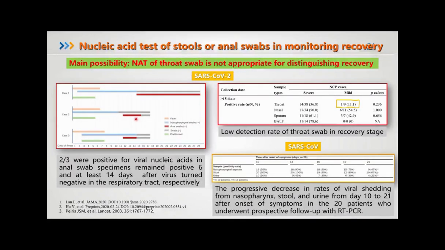And in the remaining case, the virus nucleic acid turned negative in anal and nasopharyngeal swabs on the same day, indicating that the stool is a better specimen than nasopharyngeal swab for evaluating the conditions of recovering patients for nucleic acid tests. Similar findings also happened in patients with SARS coronavirus.